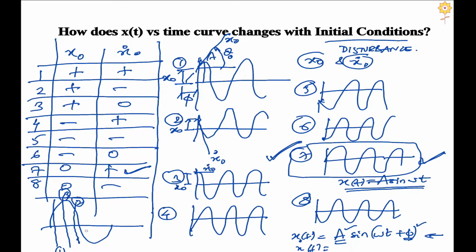Fourth is negative and positive, so negative displacement and positive slope somewhere over here. Fifth one is negative and negative, somewhere over here, fifth. Sixth is negative and 0, something like this, sixth. Then seventh is 0 and positive, so 0 displacement and positive, that is the starting point over here, seventh. And eighth one is 0 and negative, over here, this is eighth. So we can sum up all these plots in one diagram, so it will be easy for us to understand.